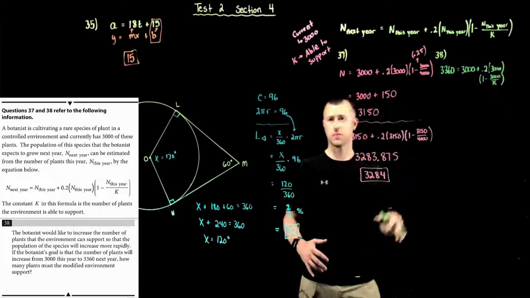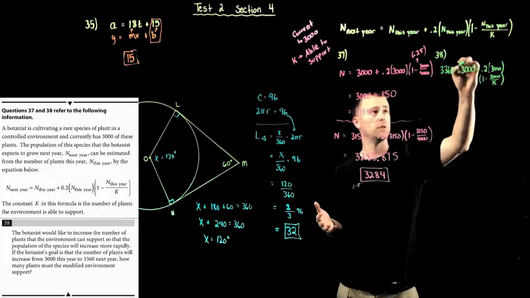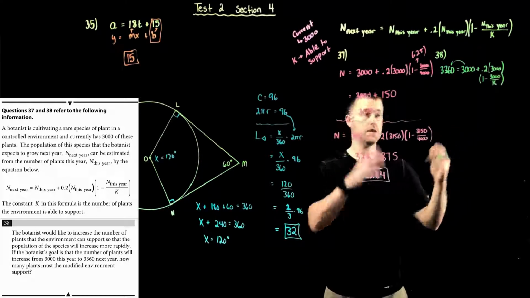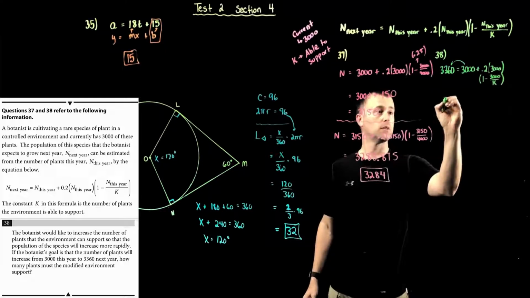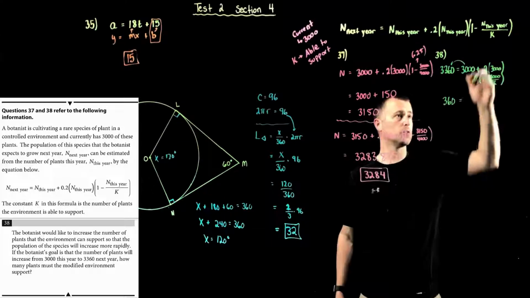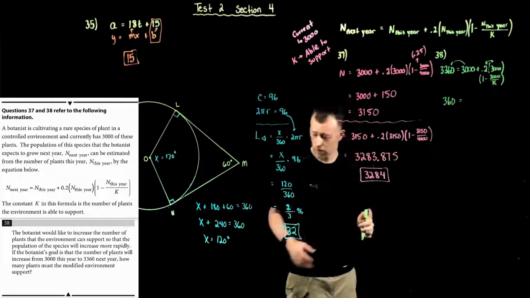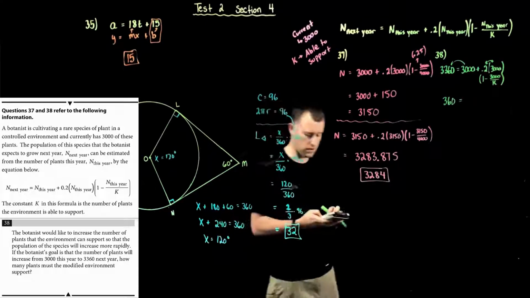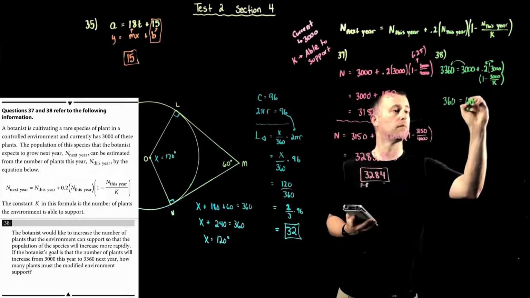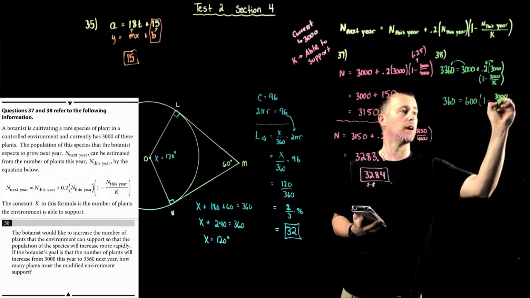So I'm going to work with this equation a little bit. First thing I'm going to do, let's subtract 3,000 on both sides. I'm going to move it to the other side. That'll make this a little nicer looking. I should be able to fit it on the board here. So this will be 360 equals, and I'm going to also multiply these two numbers together just to make this a little simpler looking. So 0.2 times 3,000 is 600 times 1 minus 3,000 divided by K.